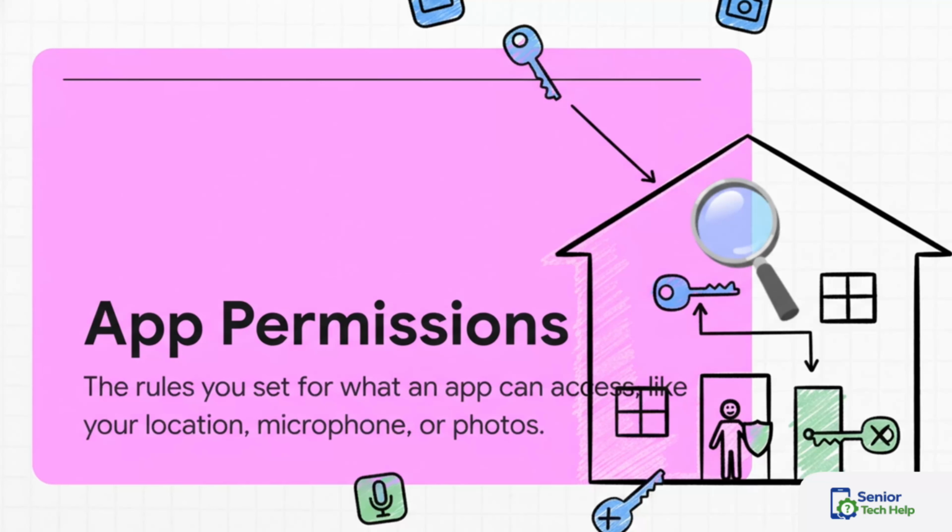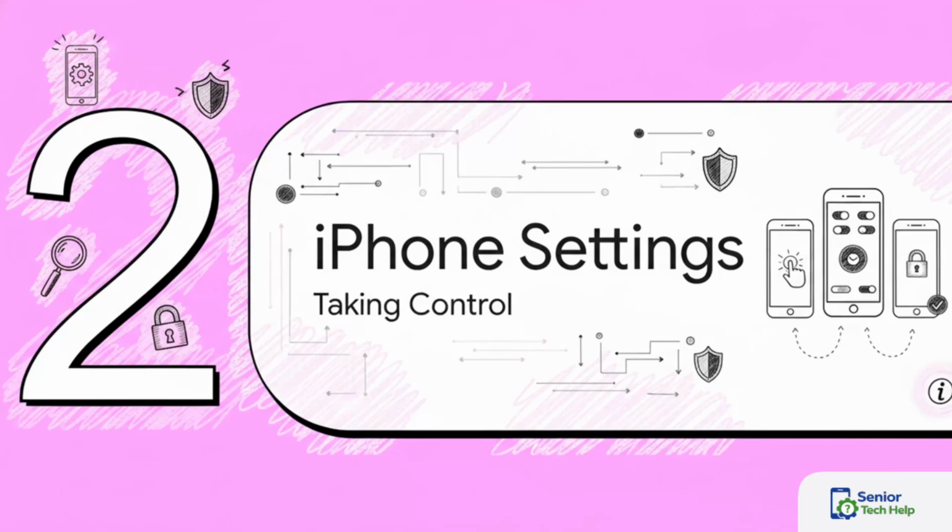And finally, let's talk about app permissions. I like to think of your phone as a house, and every app you install wants a key to one of the rooms. The camera app needs the key to the camera. But does a simple game app need the key to your microphone or your photos? Probably not. The best part is, you are the one who gets to hand out the keys. You're in charge.